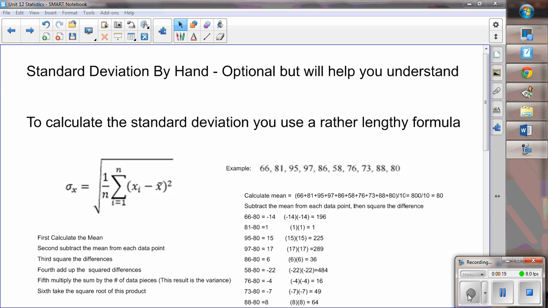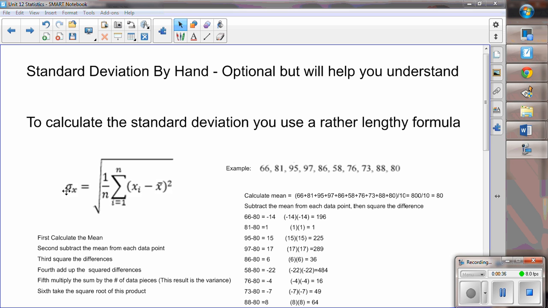So this topic is optional because you will have your graphing calculator on the test, and a calculation for this is not required, but it may help you understand standard deviation better. To calculate the standard deviation, you use a rather lengthy formula. First let's look at population standard deviation.